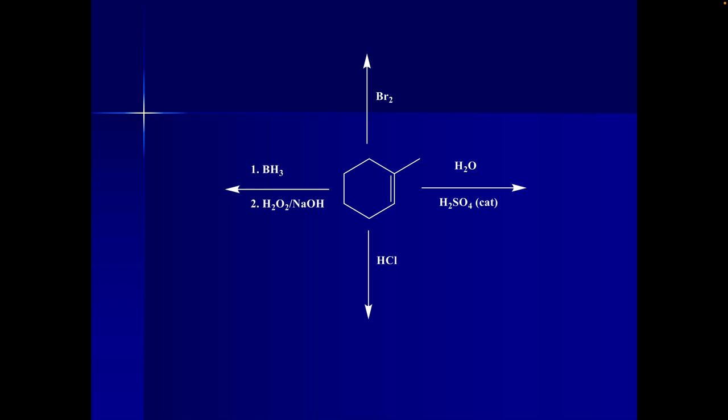We're adding water, catalytic sulfuric acid. What's the product going to be? What am I adding across the carbon-carbon double bond? An OH and a hydrogen. So we're adding water across the carbon-carbon double bond. Which carbon gets the hydrogen? Which carbon gets the OH? One gets the OH, and two gets the hydrogen. That's right.